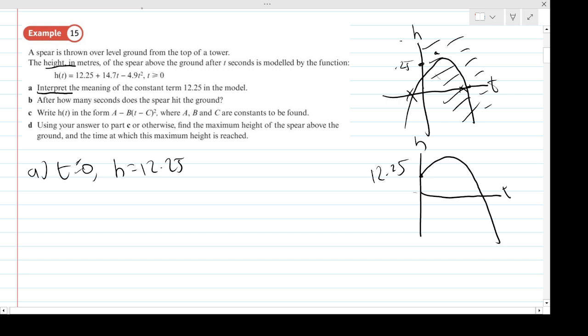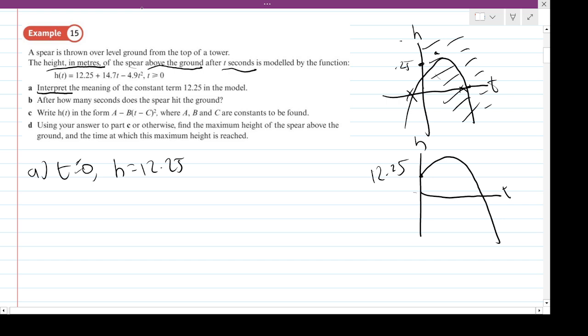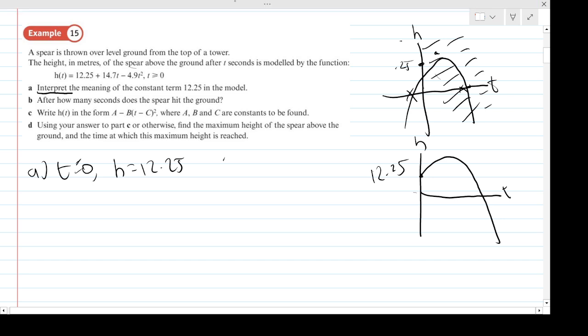Now h is height, and that's meters, and specifically, it says height of the spear above the ground after t seconds. Well, t is 0. That's the very start of the situation, right? The spear's not been thrown at the start, right? It's t equals 0. If you imagine it's a man or someone standing on top of the tower, then they've thrown a spear. So at the start when t is equal to 0, they're still at the top of the tower. So the spear would not have moved anywhere yet. It wouldn't have started its journey in the air.